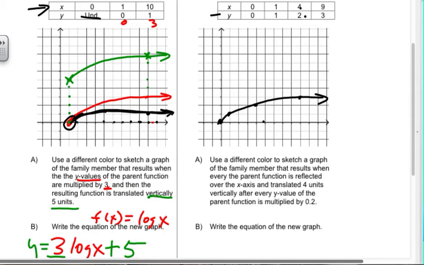The first thing we're going to do is when the parent function is reflected over the x-axis. Okay, so I'm going to reflect this thing over the x-axis. So what I do is I'm going to go 0, 0. Since I went up 1 here, I will go down 1 here. Okay, that gives me that point. And then I was up to here, I'm going to go down to here, down to here.